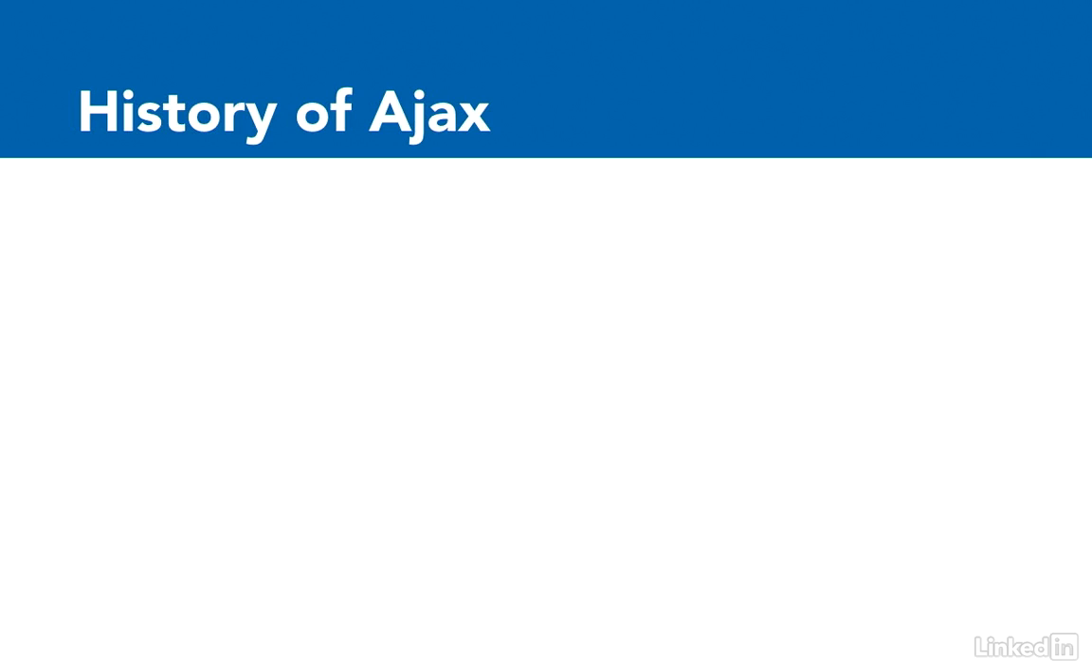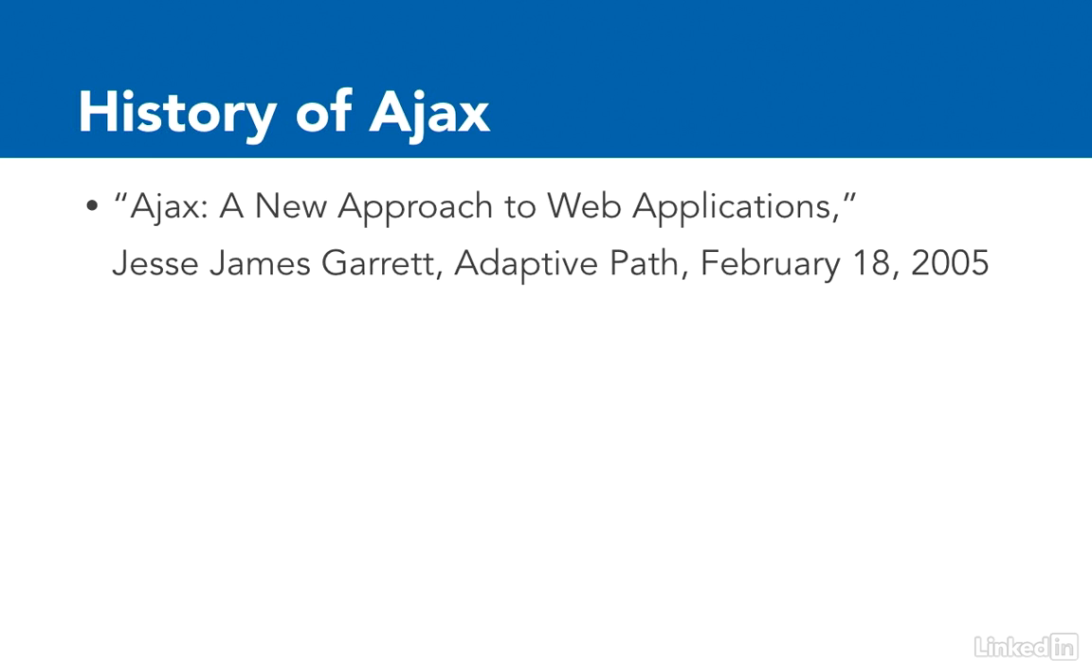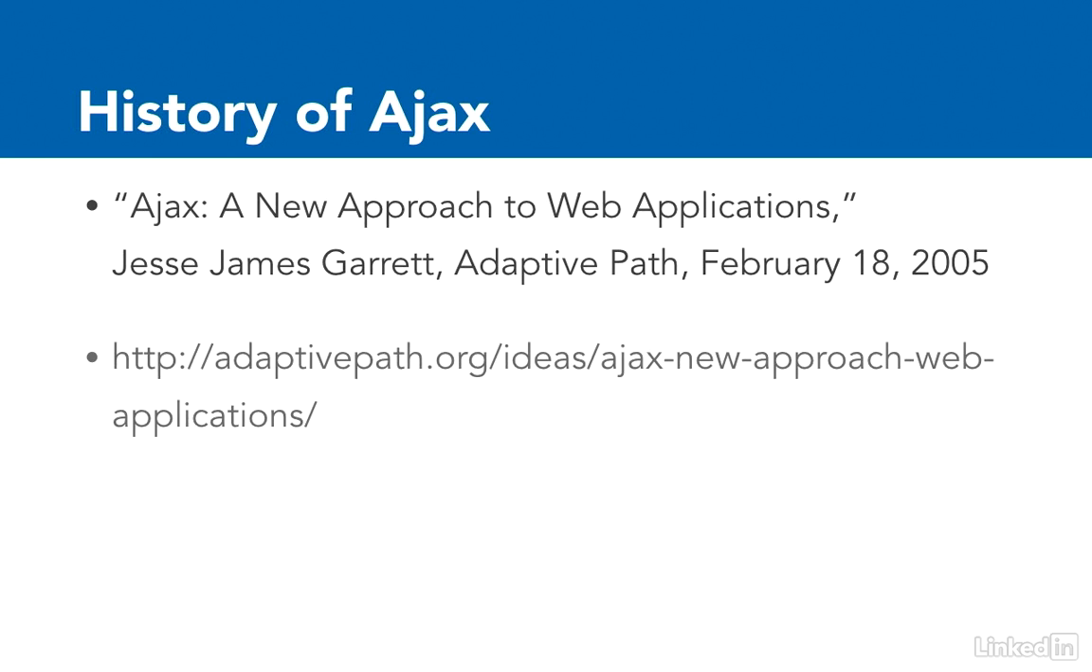Up until this point, it's still just a technique for using several different technologies together. The moment when Ajax really caught fire with web developers was when it was given a name and explained how you could use it in an article by Jesse James Garrett of Adaptive Path. His article, Ajax: A New Approach to Web Applications, came out in February of 2005. It's still available online, and it's still a great introduction to the topic.